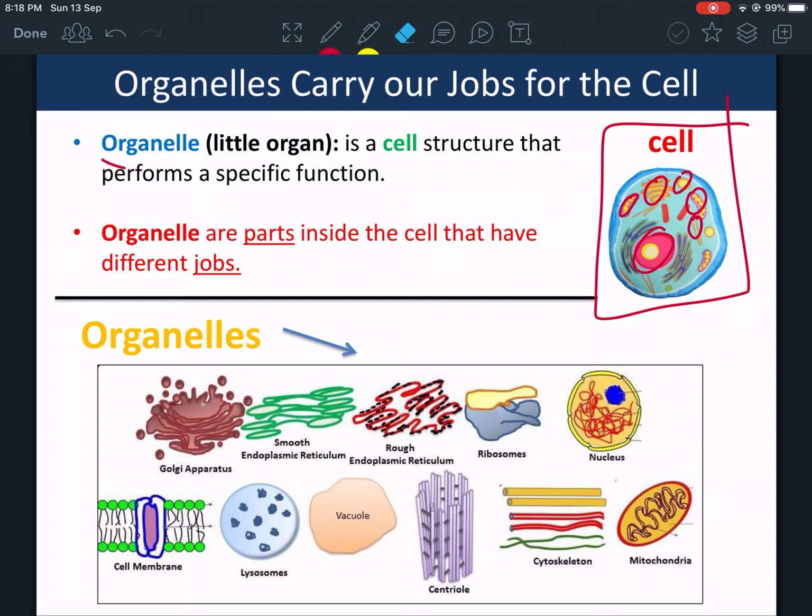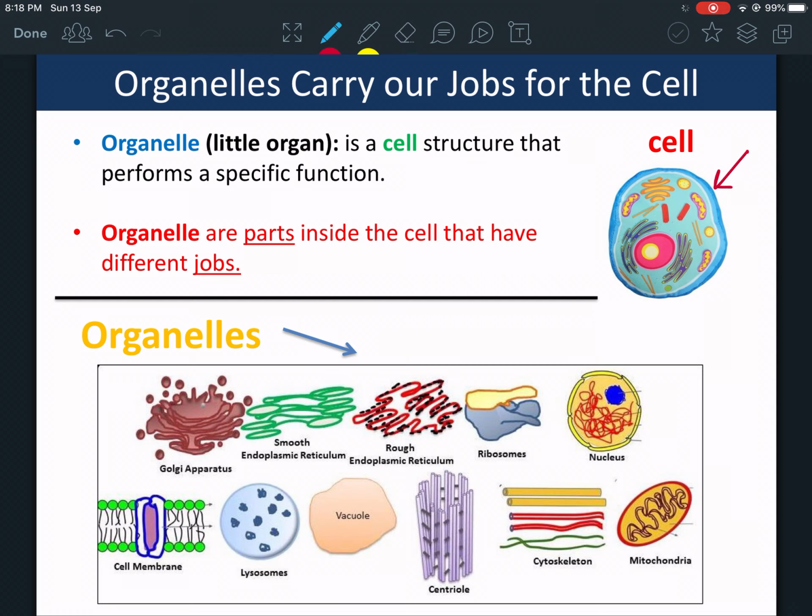Okay, and if you look here, you notice that the cell has so many of these organelles. Here we show them to you bigger. Like, for example, look at this, it's bigger. Now we're going to be learning about all of these.